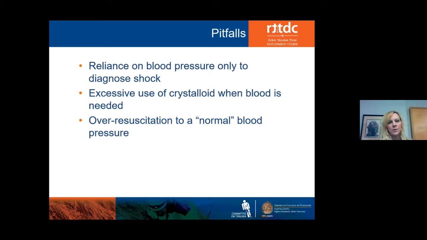And over-resuscitation to a quote normal blood pressure. Dr. Dumar will tell you there is no normal blood pressure, so you don't want to over-resuscitate the patient. Try to make sure that they're awake, they're mentating, and keep their blood pressure at or around 90 if you can. Again, if you have a patient that has a severe head injury, you definitely want to keep their blood pressure probably over about 100.